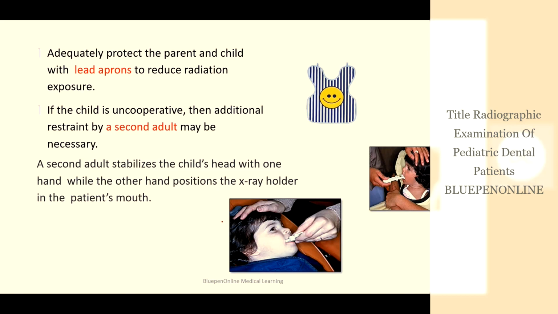We also need to protect the parent and the child with lead aprons to reduce radiation exposure. If the child is uncooperative, then additional restraint by a second adult may be necessary. A second adult will stabilize the child's head with one hand, while the other hand positions the X-ray holder in the patient's mouth. So this is one of the forms of assistance by the second adult.